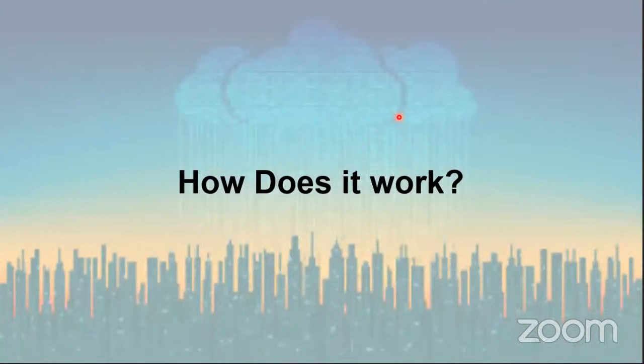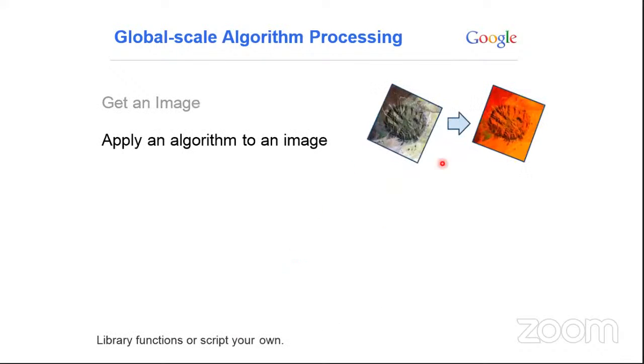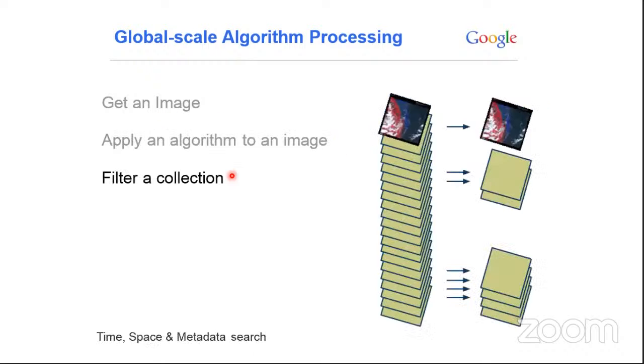So basically, how does Earth Engine work? First of all, you get an image. In order to get an image, you can use some projection, resolution, extract some bands, a bounding box, and some visualizing techniques. After getting an image, you can apply your own algorithm like NDVI or NDWI, or if you want to mask the particular image, you can apply a simple algorithm that is available in Earth Engine.